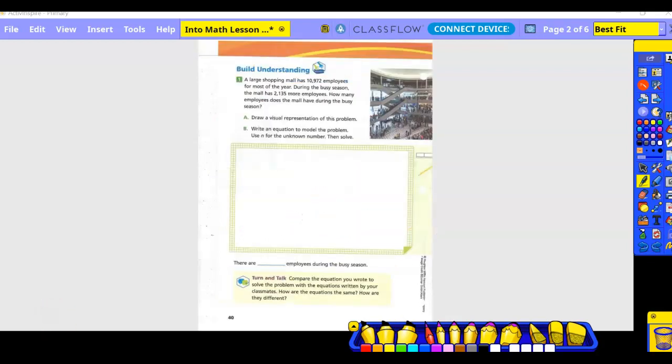Okay. Build understanding number 1. A large shopping mall has 10,972 employees for most of the year. During the busy season, the mall has 2,135 more employees. How many employees does the mall have during the busy season? So they want us to draw a visual representation, and then they also want us to write an equation and solve for it. Now, what we need to ask ourselves before we draw our representation is, do we know what the total is, or are we looking to find the total? We're looking to find the total this time, okay? So we're going to draw our big bar, and do we know what goes in that big bar yet? No, because that's what we're looking for.